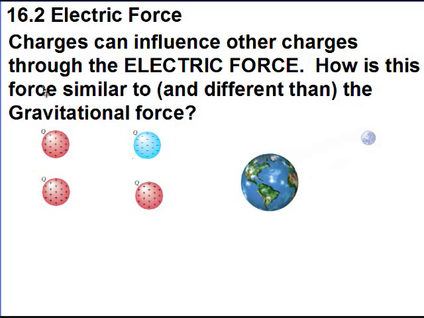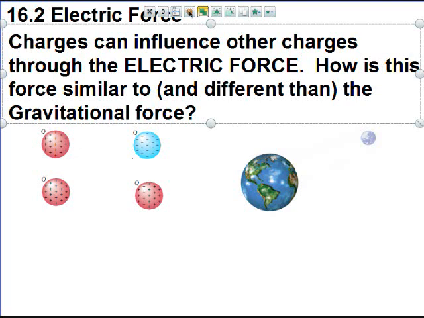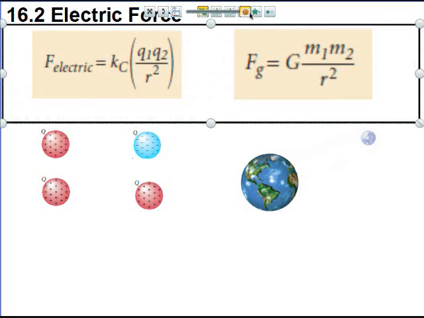So first thing we want to look at, charges can influence other charges through the electric force. How is this force similar to and different than the gravitational force? And really the easiest way for us to look at that is just to look at the equations that describe both. You can see there are quite a few similarities. They are both the same general form. You can see that the gravitational force is computed by capital letter G times the product of the masses divided by the distance between their centers squared.